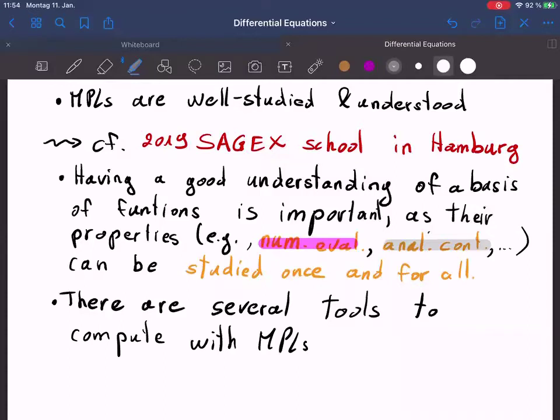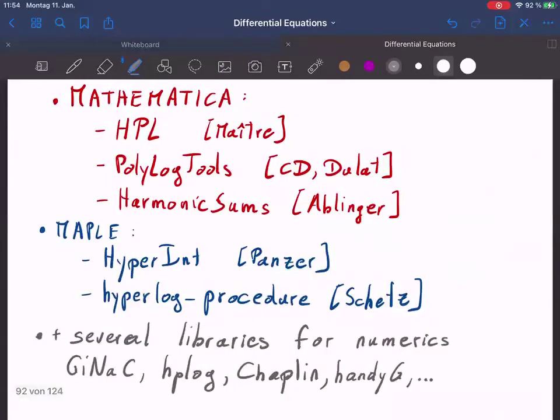In particular, for polylogarithms, there are several computer tools, in particular also Mathematica, which you can use to work with polylogarithms. So there are several Mathematica implementations of subclasses like what's called harmonic polylogarithms, but also these multiple polylogarithms. There are also Maple implementations, and there are several dedicated implementations for numerical evaluations.